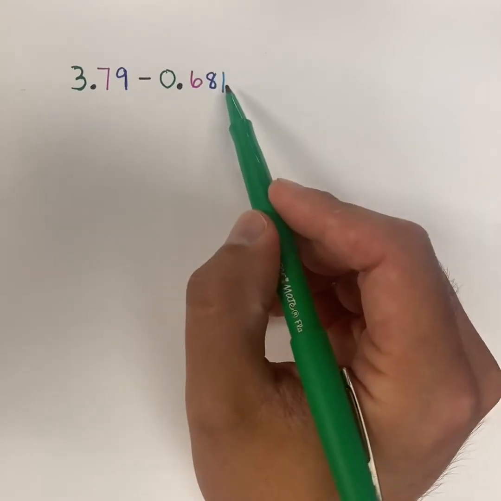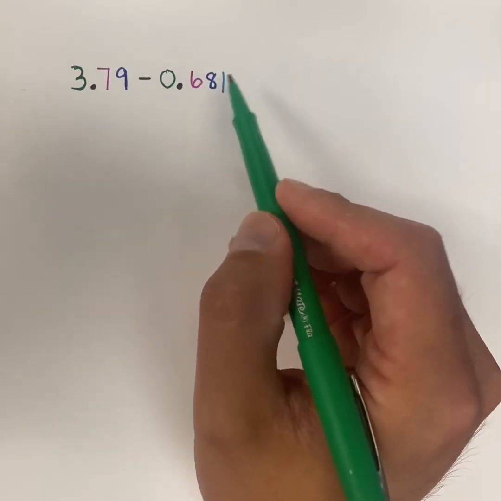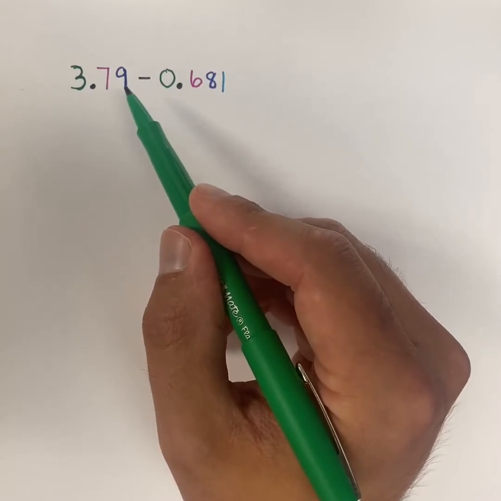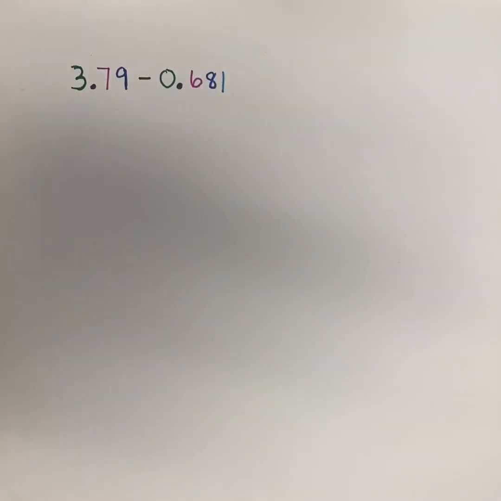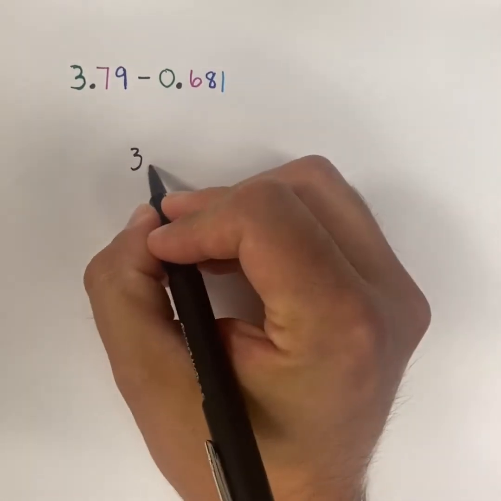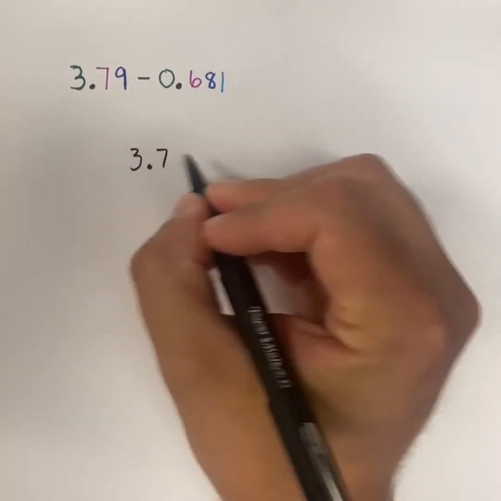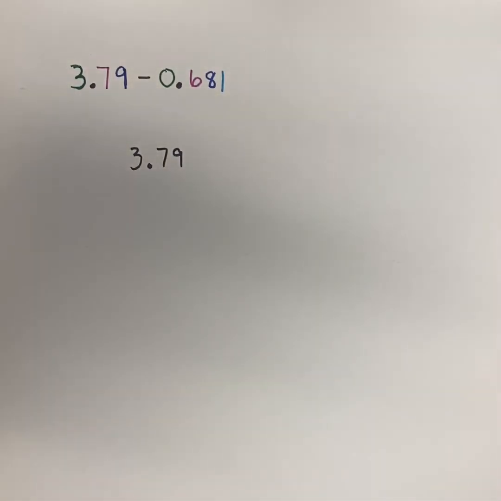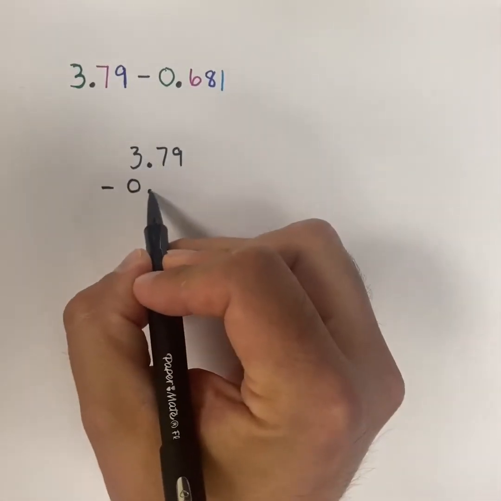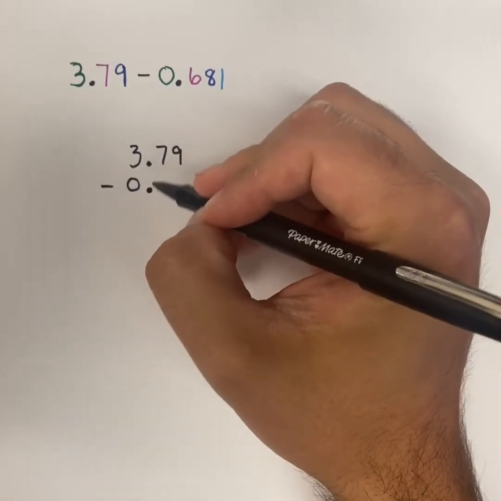But if we look here, this has one extra digit. It has a digit in the thousandths place, and my original number does not, so that's where we're going to put that placeholder. So let's go ahead and rewrite this. We are going to have 3 and 79 hundredths for our first number, and we are subtracting 0, decimal. Decimals are lined up. That's the important part.